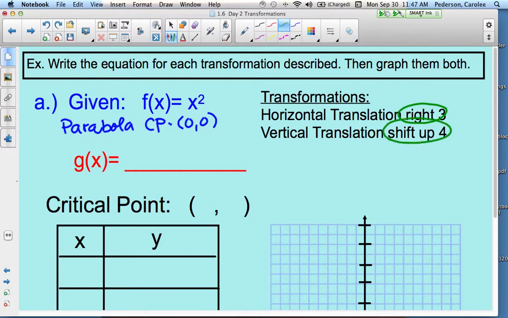So to rewrite this function with the transformations, we're going to go inside the function minus 3, which you've got to think opposite, and then outside the function at the end plus 4. So now we've created our new function after its transformations, and now let's identify the critical point. Right 3, up 4.